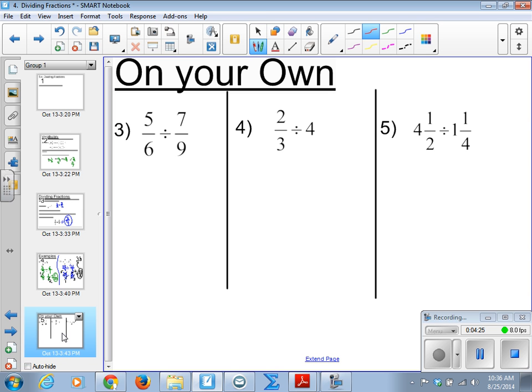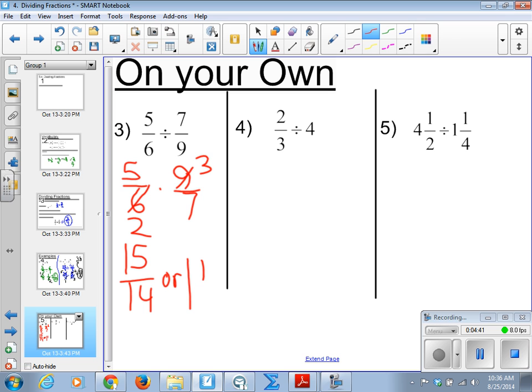So 5/6 divided by 7/9. That becomes 5/6 times 9/7. I look for anything I can do to simplify it. Divide out 3. This becomes 15/14 or 1 and 1/14. Again, it doesn't matter what form you prefer.